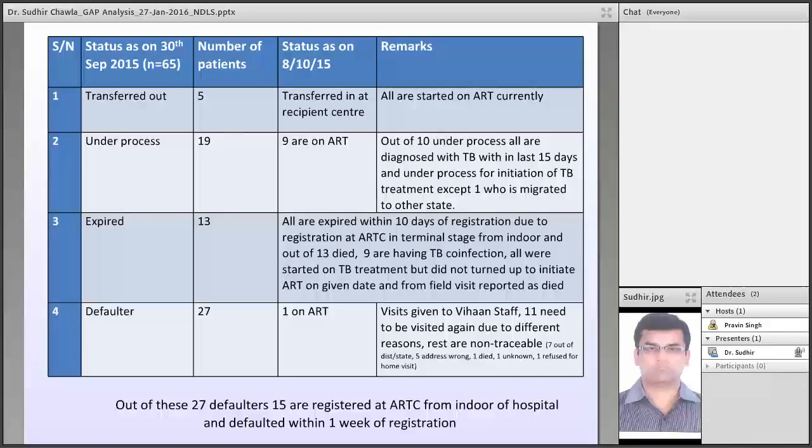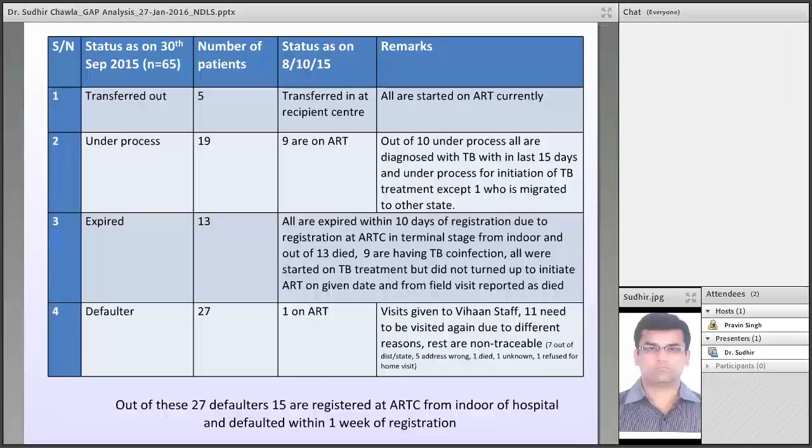and at the time of discharge, the patient did not know about the need for ART initiation. That is why the patient was discharged, went home, and did not turn up at the ART center, and later, at the time of the home visit, the patient was found dead. So now I understand that there is some gap here, and we have to take steps for this part also.